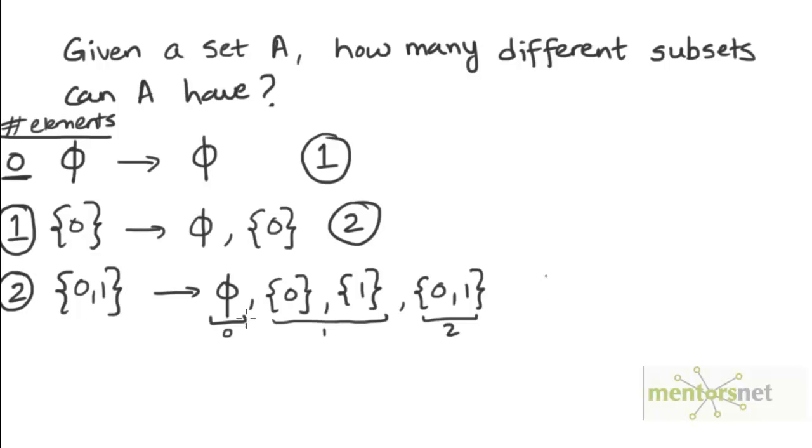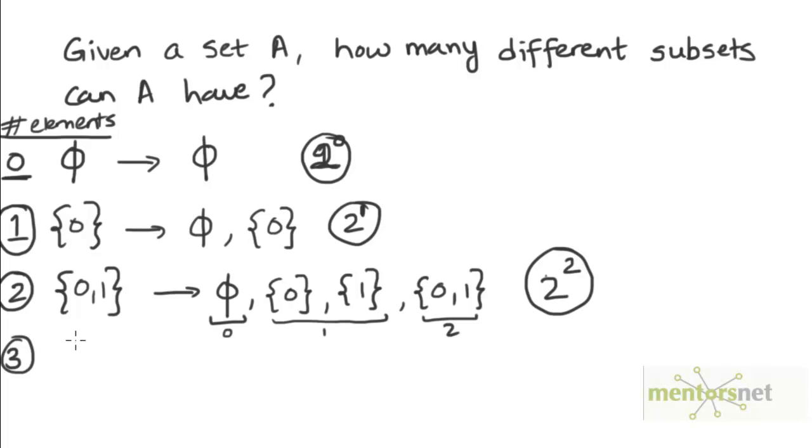So the total number of subsets that can be formed is 4, which I'll just write as 2 squared. So let me write this 1 as 2 to the power 0, this 2 as 2 to the power 1, this 4 as 2 to the power 2.